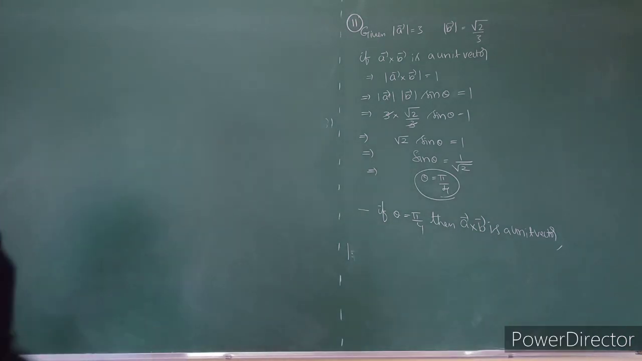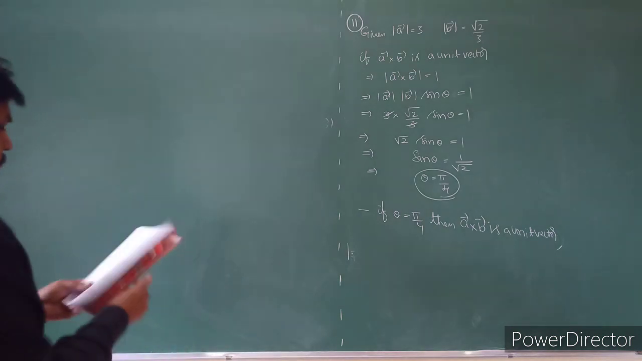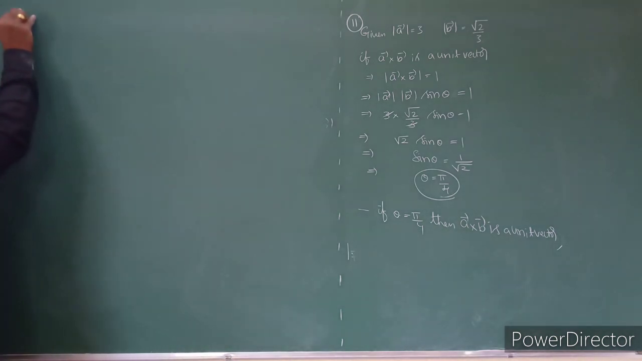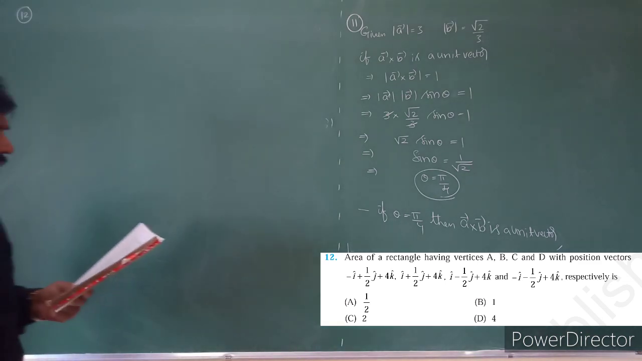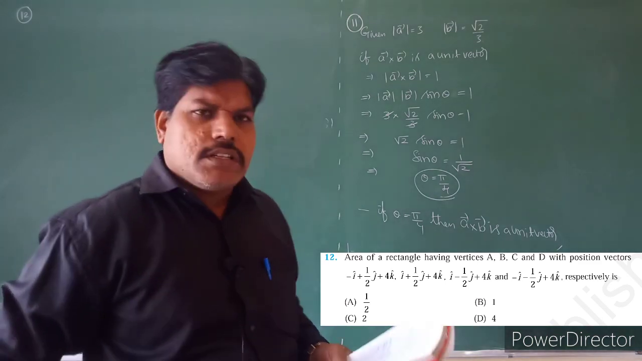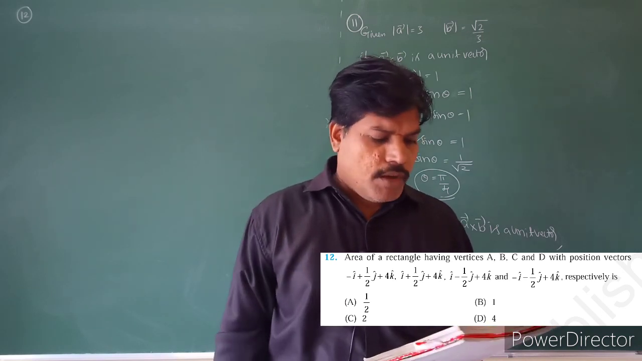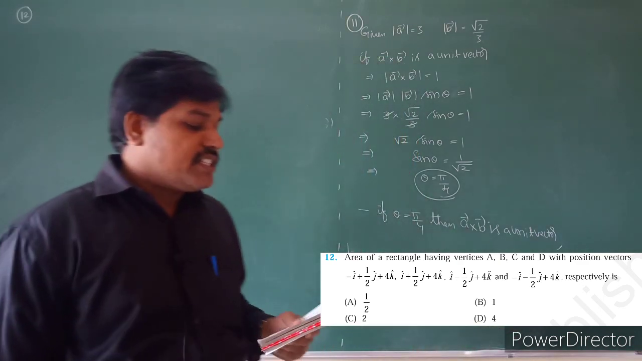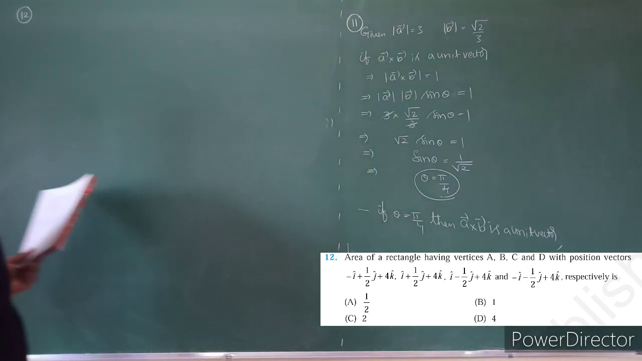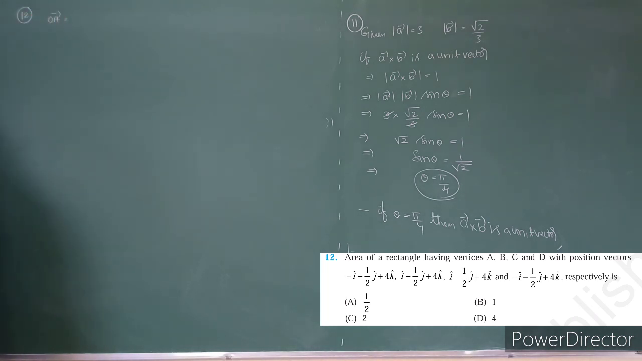See the next question, number 12. So area of the rectangle, you can also take it as a parallelogram, so nothing will happen, so we will use the same formula. So area of the rectangle having the vertices A, B, C, D with the position vectors, they are giving the position vectors. What is that? OA bar.